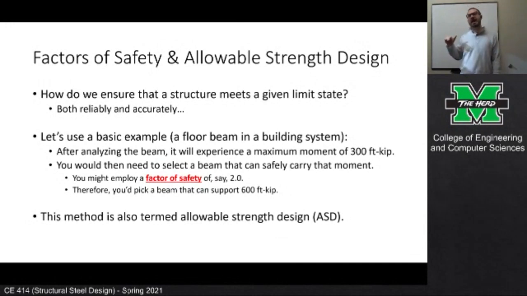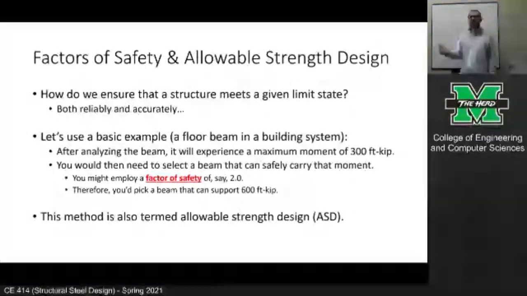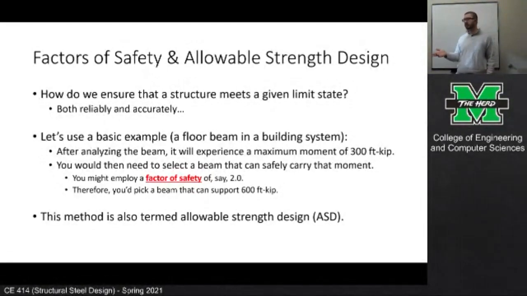So let's use an example of a floor beam, like the floor beam in this office. Let's say the floor beam that's holding up my office. Okay, so I do the analysis. Let's say I do the structural analysis of all the loads that are on the structure. So the dead loads, the live loads, any other environmental loads that this beam is going to be responsible for, and I draw my shear diagram, draw my moment diagram, do all that, and I find that the maximum moment on this beam is 300 foot kips.